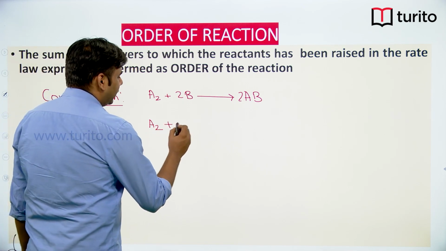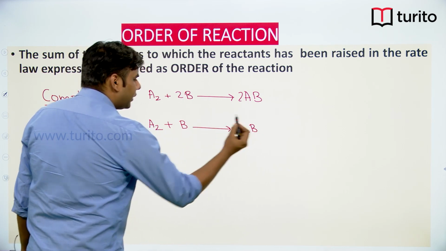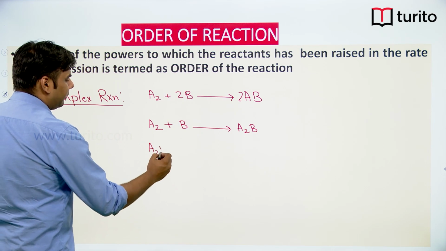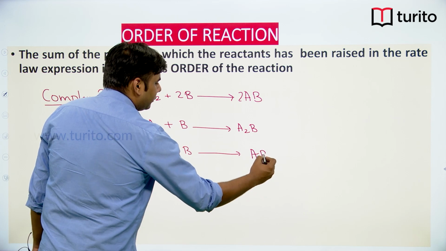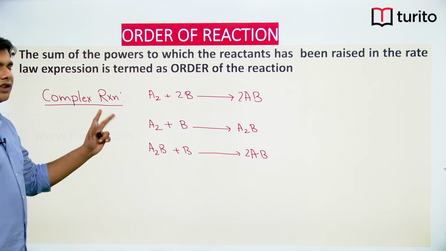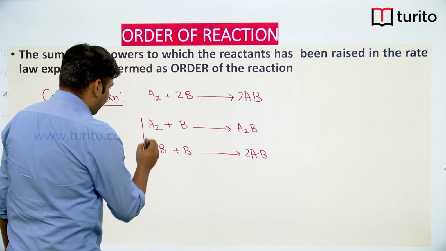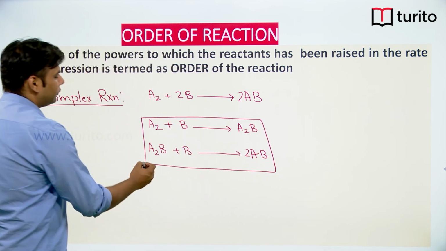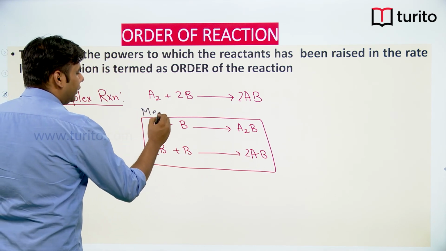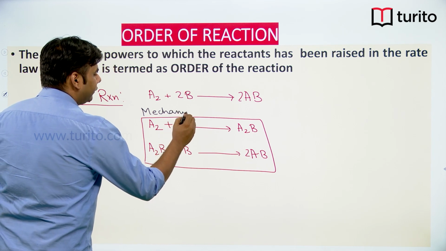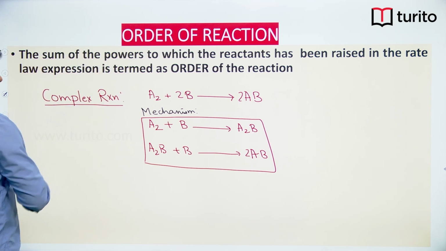something like this. So first A2 is reacting with B and forming A2B, okay, and then this A2B is combining with B and forming AB. Okay. This is just a hypothetical assumption, suppose a reaction has been given to you and it has been said that this reaction follows this mechanism. Okay. So the first A2 reacts with B and forms A2B, and then this A2B reacts with B and forms AB. Okay. So this is the mechanism that has been given for this reaction.